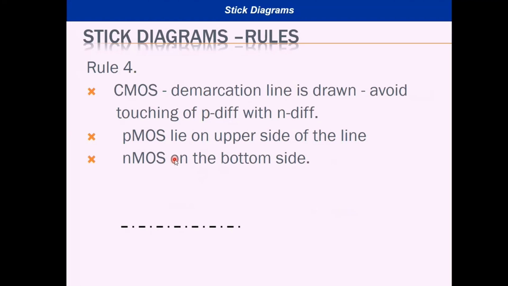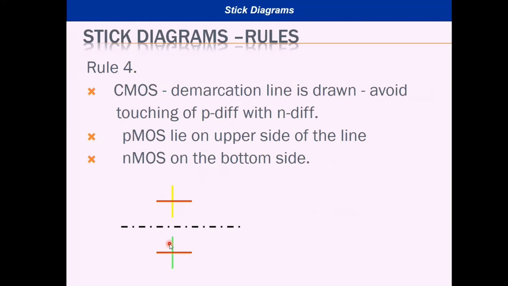Another rule is if we want to differentiate N diffusion and P diffusion, we can draw a demarcation line of this type. It is not a mandatory one, it is optional. We can draw the PMOS transistors above the demarcation line and the NMOS transistors below the demarcation line. So this symbol, that is crossing of P diffusion and polysilicon, represents a PMOS device. The bottom one represents crossing of polysilicon and N diffusion. It represents an NMOS device.